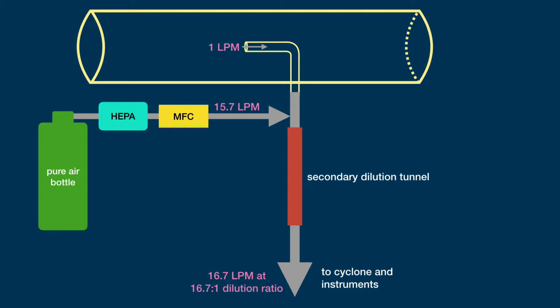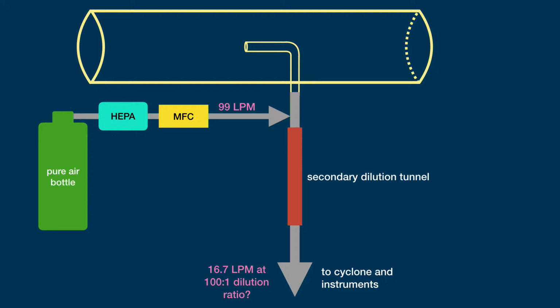For example, if a very dirty stove required a secondary dilution ratio of 100 to 1, we couldn't just supply 99 liters per minute of air through the dilution air mass flow controller and hope for this to mix with 1 liter per minute of sample air.